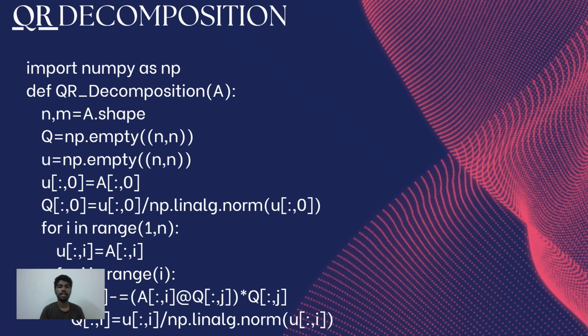Initialize matrices. A is the input matrix. Q will store the orthogonal vectors. Columns of Q are perpendicular and have length 1. U is an intermediate matrix used to calculate the vectors for Q.